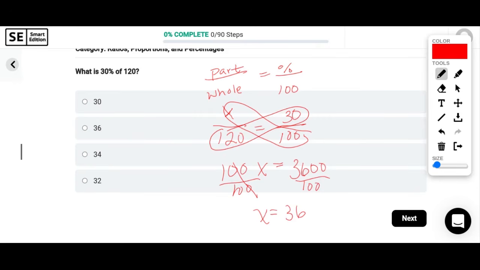Okay, let me show you another way that you could be doing these problems. This one lends itself nicely to just setting up a quick little expression. So 30% of 120. If I can turn this into a decimal, then I can just multiply. So 30% is the same as 0.30, and if I multiply that by 120, that is another little shortcut to get me to my answer of 36.